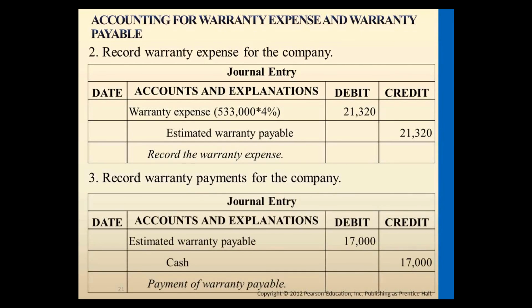So then later on when the problem tells you that we actually spent $17,000 on repairing the products that we sold to customers, we use up the pool of estimated warranty payable and reduce cash, because we're actually spending $17,000 on this.